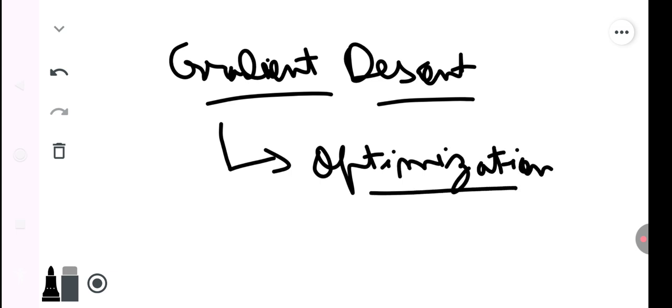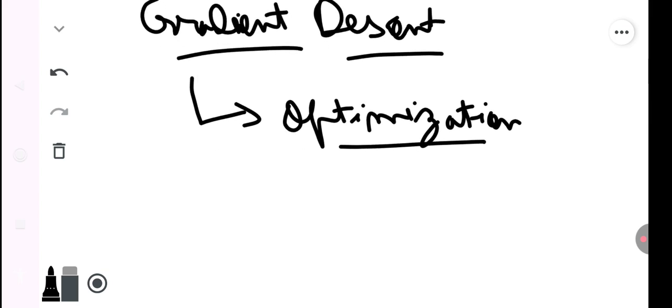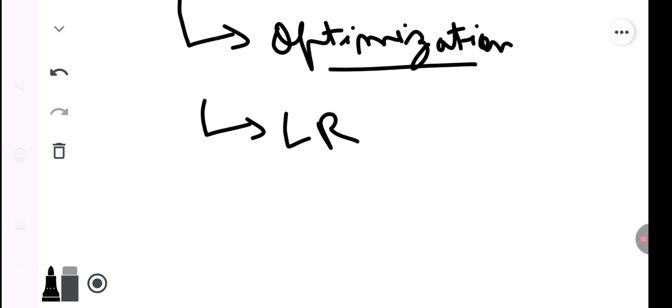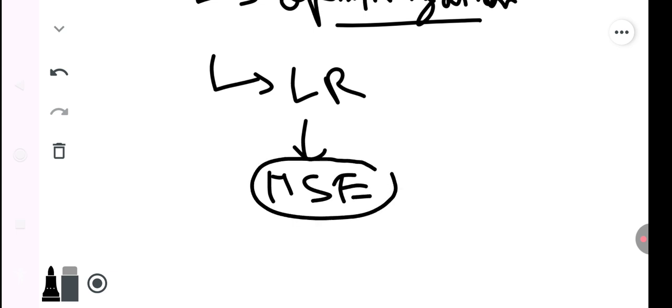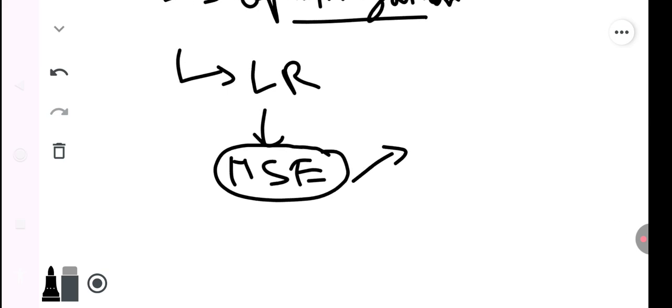So, what is it optimizing? First we have to see this, right? So, if I take an example of linear regression, in linear regression what we were doing is that we used to find the minimum squared error. We used to find the minimum squared error, and then we used to determine the best fit line.